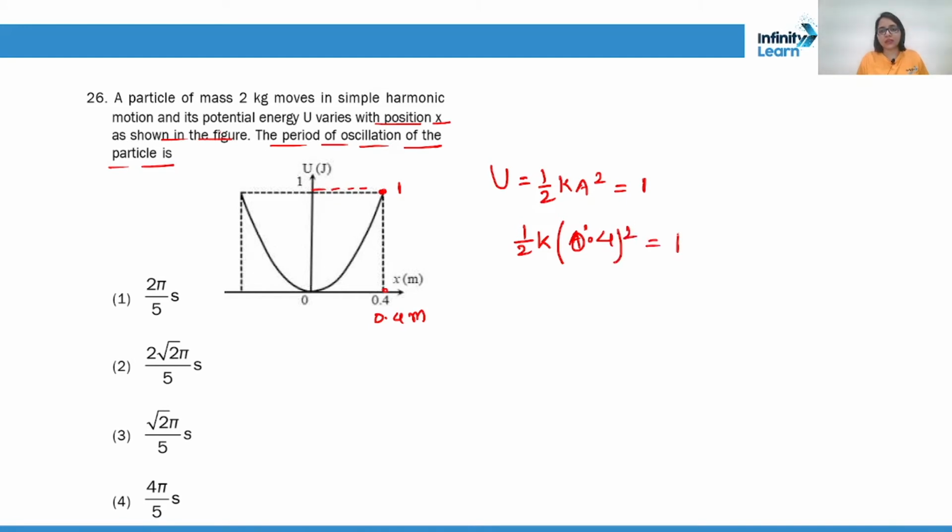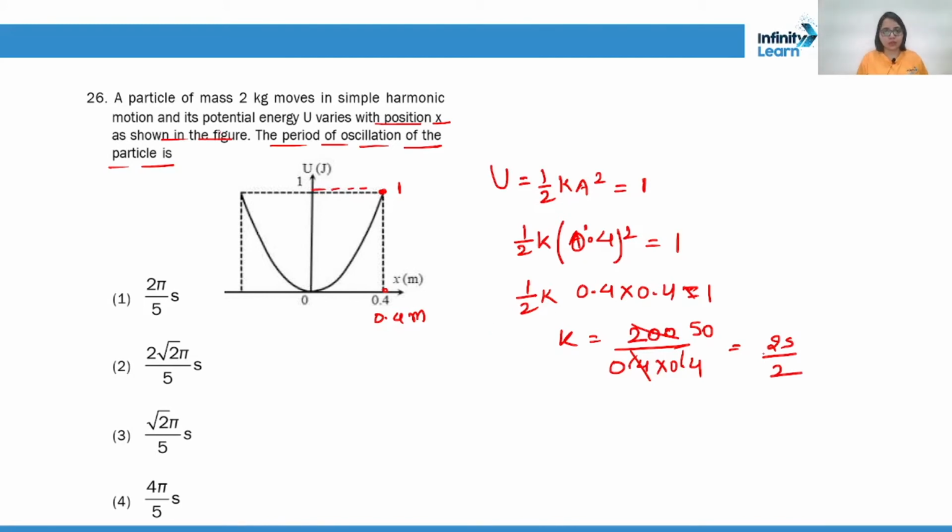So half k a square, with a equal to 0.4 whole square, and this is 1 joule. So it is half k into 0.4 into 0.4 equals 1. So k will be 2 upon 0.4 into 0.4, right? So this will be 50. 50 by 2, 50 by 4 is 25 by 2. So this is the value of k, right?